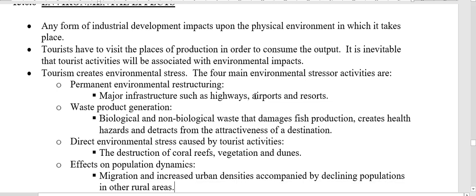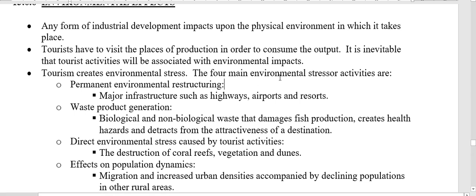So as I said, any form of industrial development obviously impacts on the physical environment. The more hotels we build, the more resorts we build, the more shops we build, the more roads we have to build over mountains and stuff, we are changing the physical environment. We are interfering with the physical environment where industrial development takes place. The natural environment is basically destroyed in order to create industrial development.